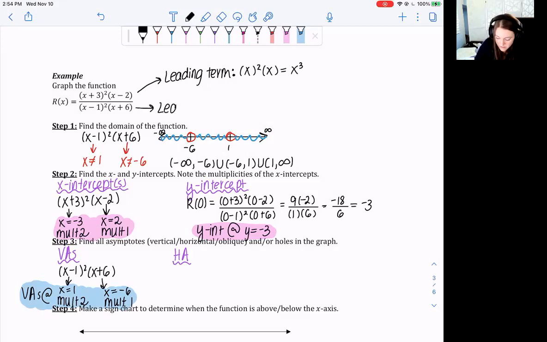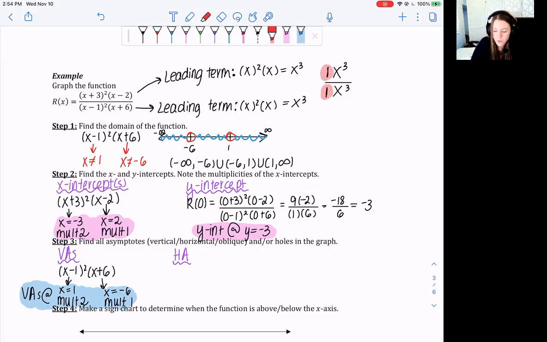In the denominator, the leading term, if we get rid of the -1, you have an x squared. And if you get rid of the +6, you have an x. So it's an x cubed. So if you put it all together, you have x cubed over x cubed. The degree of the numerator is the same as the degree of the denominator, which means we're looking for a ratio of the leading coefficients. There's a 1 in the numerator and a 1 in the denominator, that's super secret. Nobody knows about it. 1 over 1 is 1.